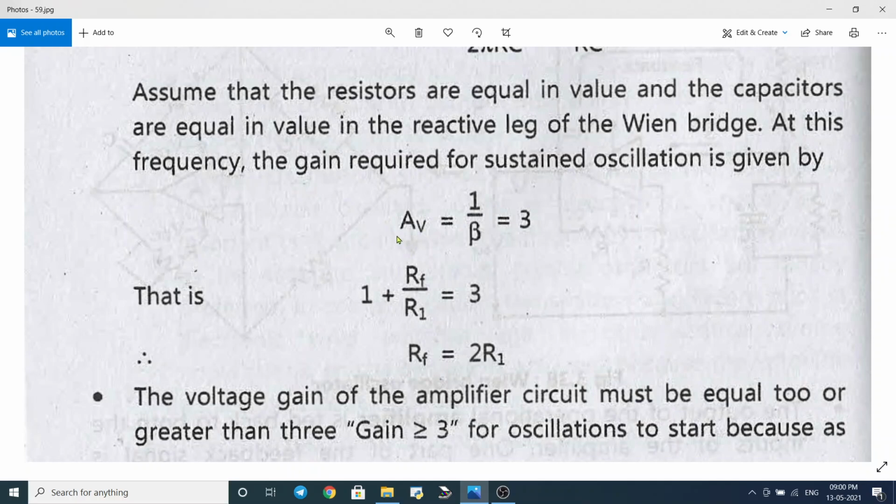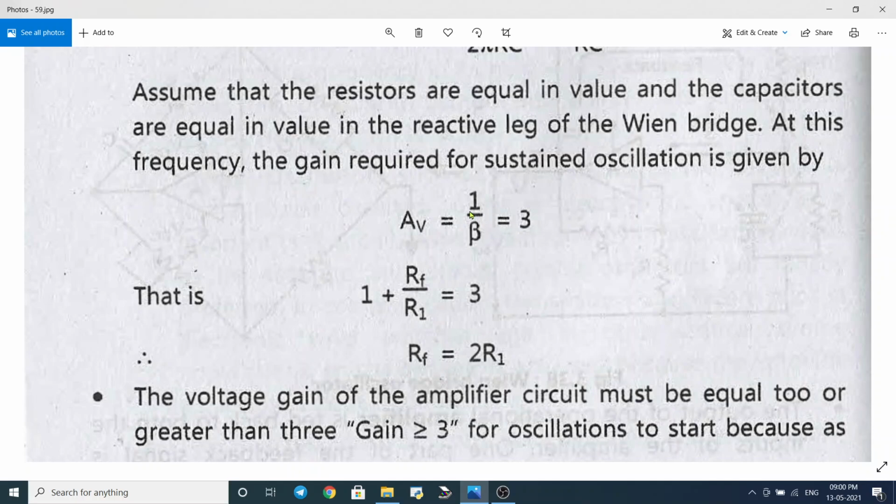Because it is a gain, V0 upon Vi. If we put gain equal to 1, there will be no amplification. So we should put AV greater than 1. For example, 3 is a suitable value.